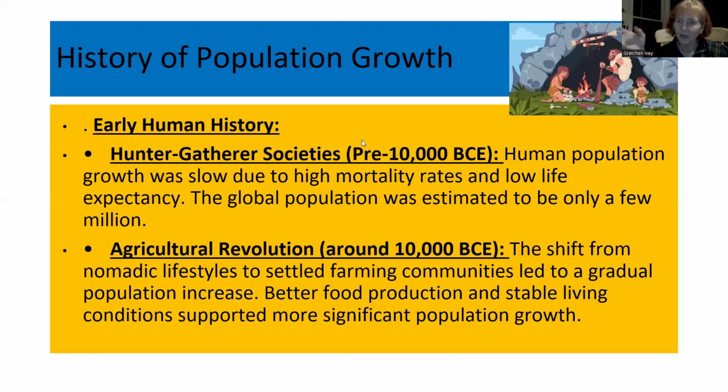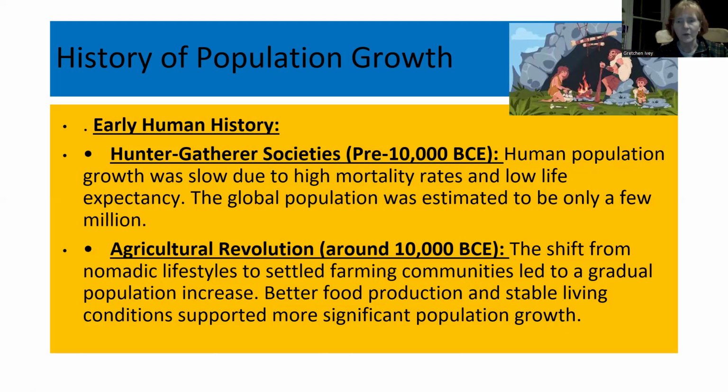Okay, so our early human history was hunter-gatherer societies, up to 10,000 BCE. Human population growth was slow due to high mortality rates and low life expectancy. The global population was estimated to be only a few million. Now, they didn't do censuses back then, but people were probably only fortunate to make it to adulthood. There are a lot of hazards out there, a lot of animals that get killed. Mortality rates were incredibly high.